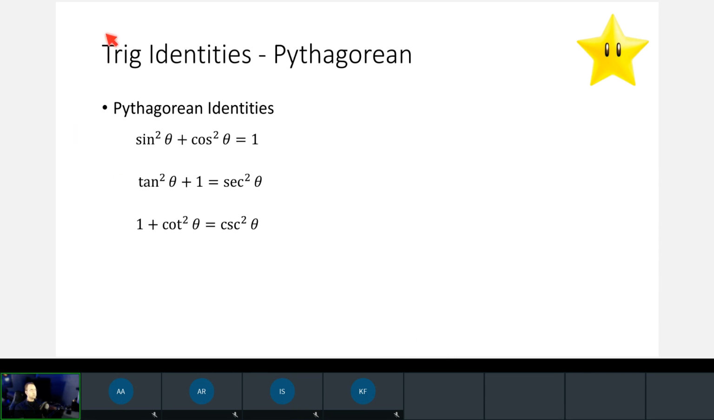All right, some new ones. So Pythagorean identities. We got sine squared of theta plus cosine squared of theta equals 1. Then we got the tan equals the secant stuff. Cotangent equals the cosecant stuff. So we're going to be using these today as well.